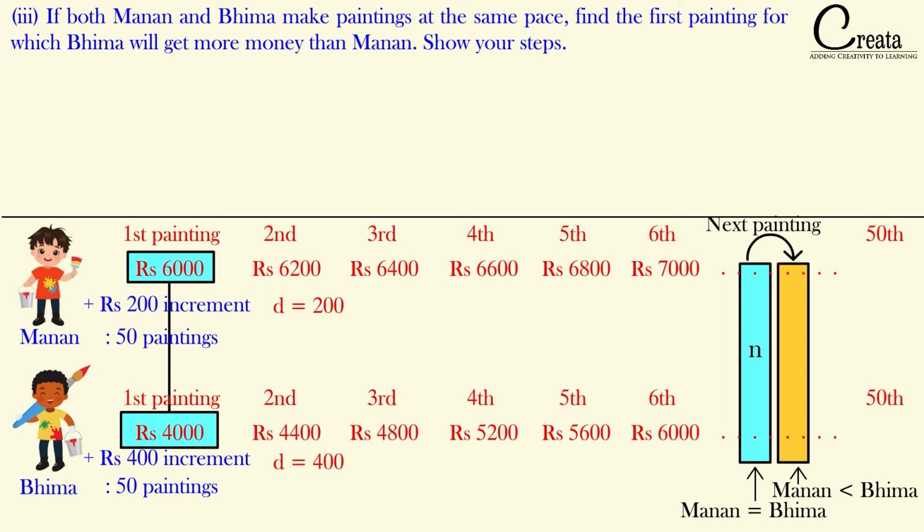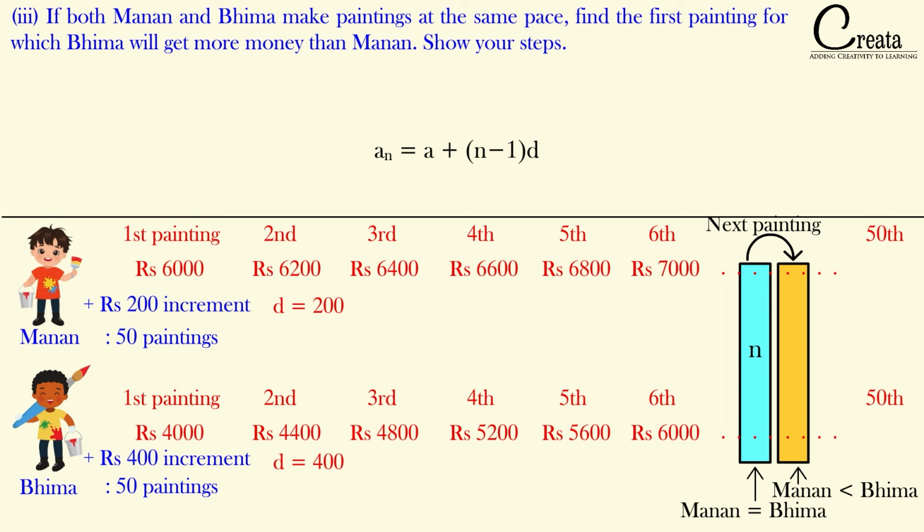Let's mark the painting as n, where Manan and Bhima will get the same amount of money. And we have to calculate the first painting when Bhima will get more money than Manan. Firstly, we will calculate the painting at which the price of Manan will be equal to the price of Bhima. So let's do so. What is the formula for finding the nth term? The formula is a plus (n minus 1)d, where a is the first term, d is the difference and n is the nth term.